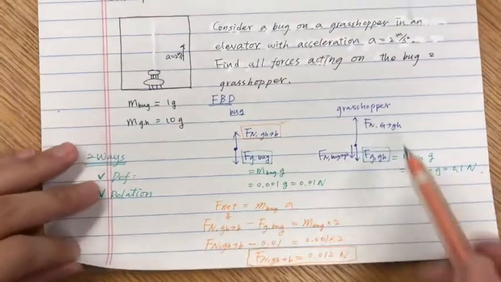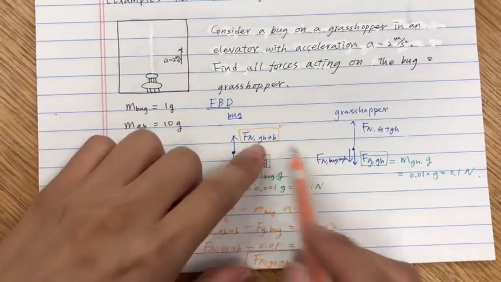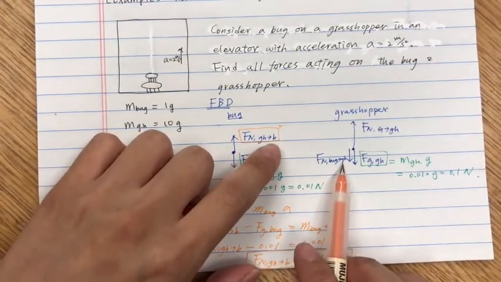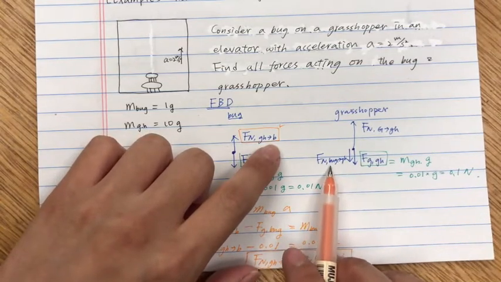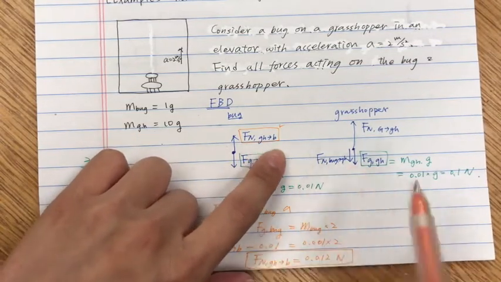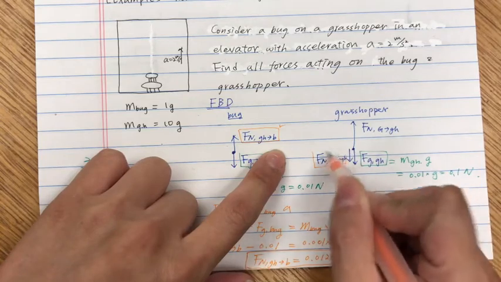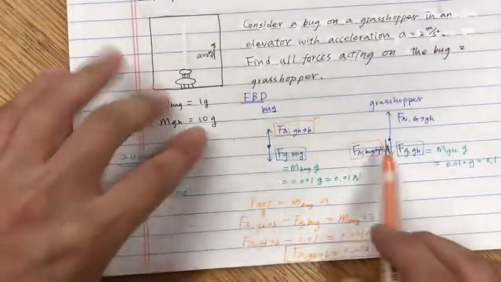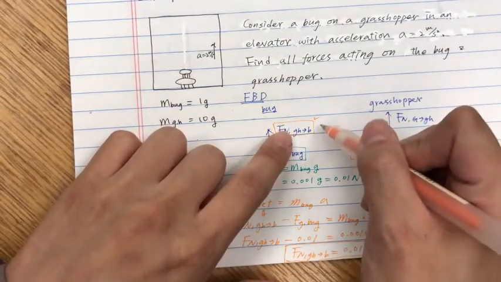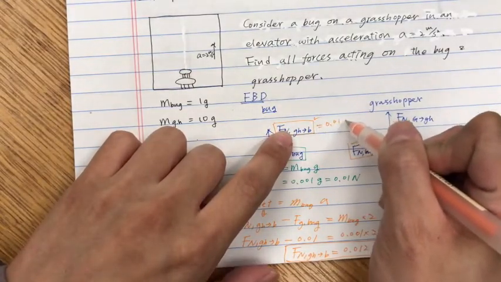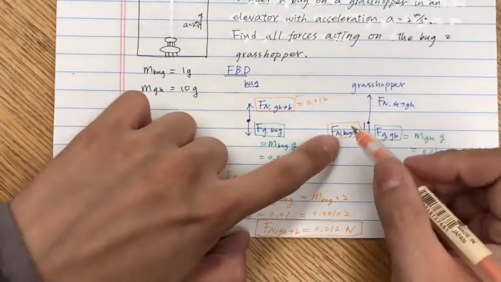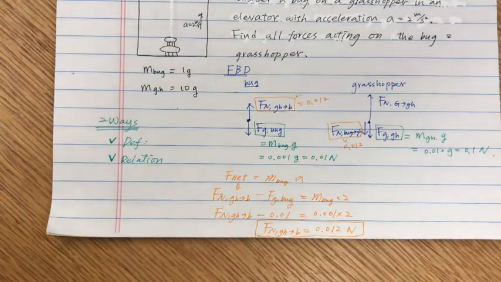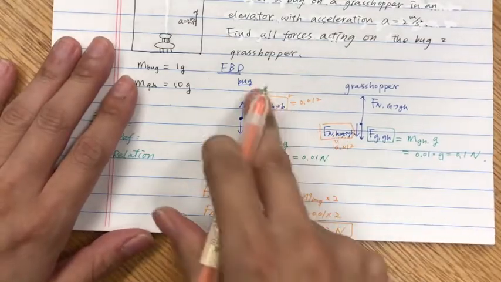We know there's a very intimate relationship between these two forces. This is the normal force, grasshopper to the bug. This is also the normal force, bug to grasshopper. So these two are action and reaction pairs, which means they have the same value. If this one is 0.012, then this one must be 0.012 as well. So we sort of get this for free.